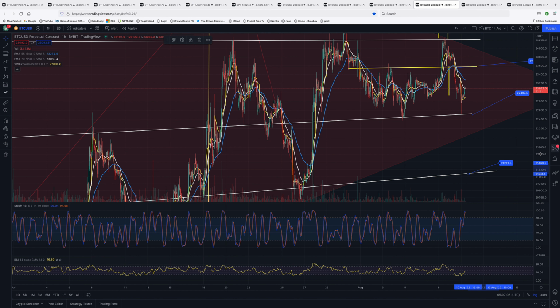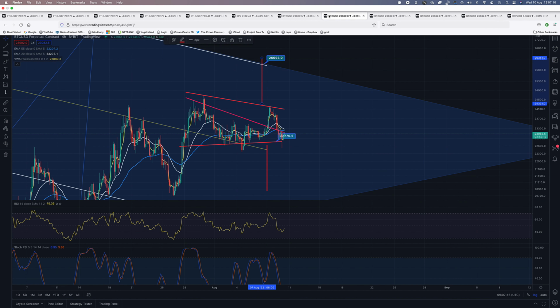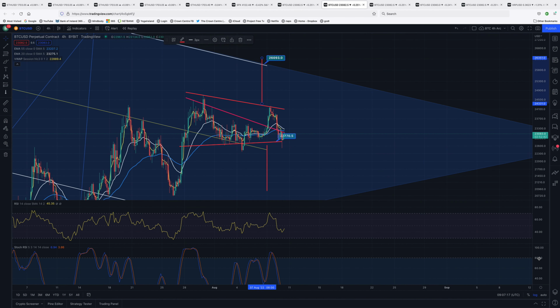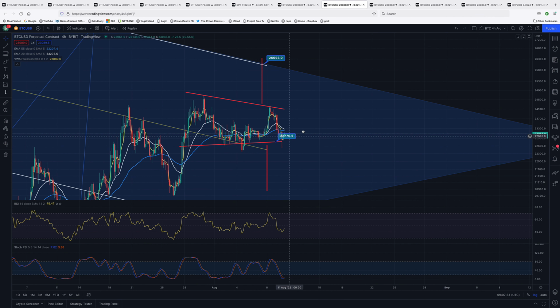Now, again, same as yesterday, there is a little bit of conflicting information on the stochastic because the 1 hour is maxed out, whereas the 4 hour has just crossed up. Now, it can do a little bit of sideways, downwards situation. That can happen as well. I'm going to remove this line because we don't need that anymore.